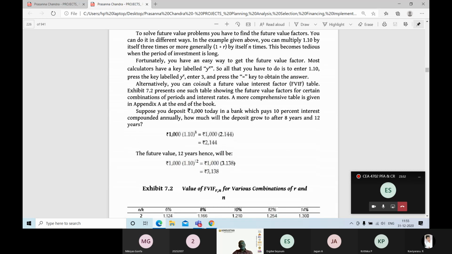Fortunately, there is an easy way to get the future value factor. Most calculators have a key labeled y power x. All you have to do is enter 1.1, press the key labeled y power x, enter 3 and press the equals key to obtain the answer. This is the calculator point of view. Alternatively, you can consult a future value interest factor table.